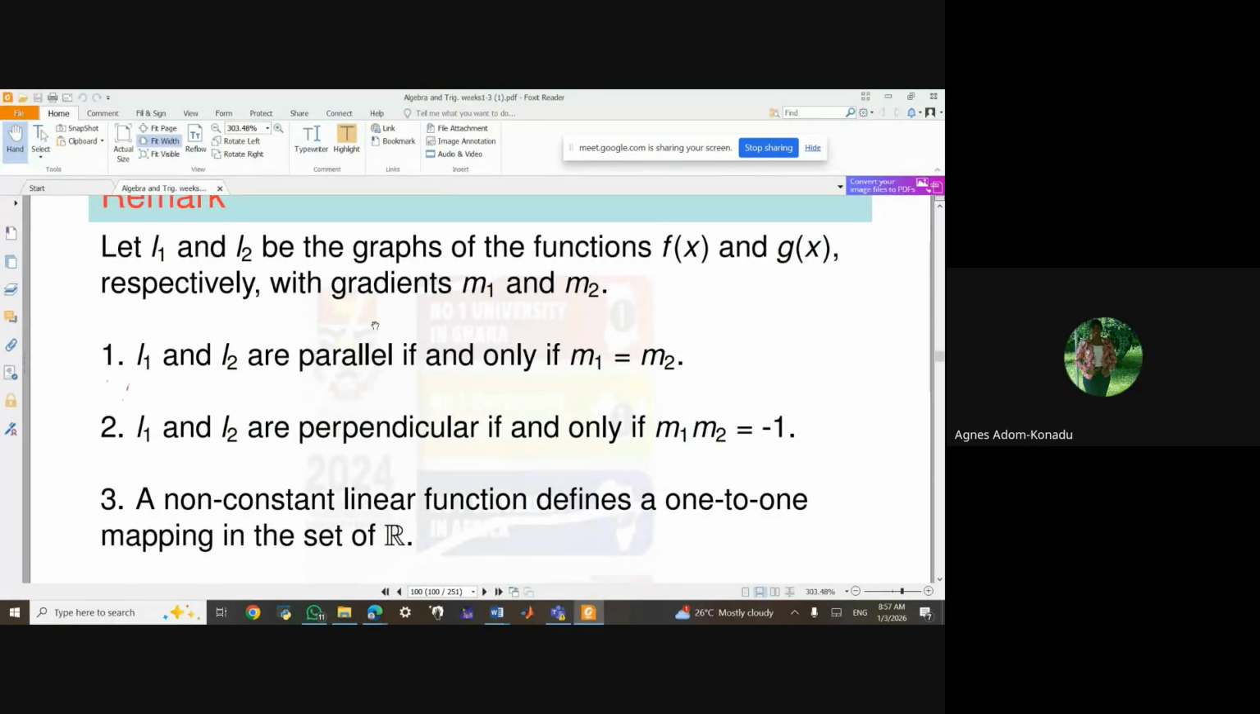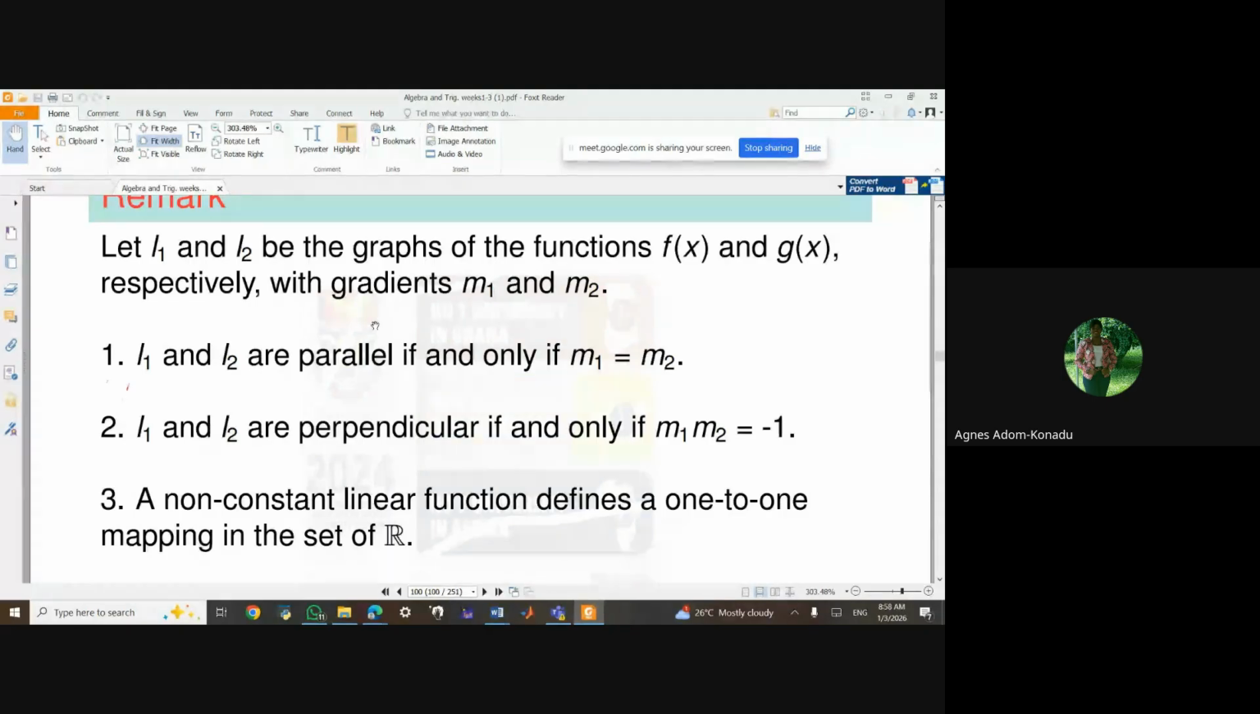Once you look at some remarks, let L1 and L2 be graphs of functions f of x and g of x respectively with gradients m1 and m2. We know when we say two lines are parallel. If L1 and L2 are parallel, then it means that my gradients are the same, so m1 is equal to m2. If the two lines are perpendicular, then the product of their gradients is equal to -1.